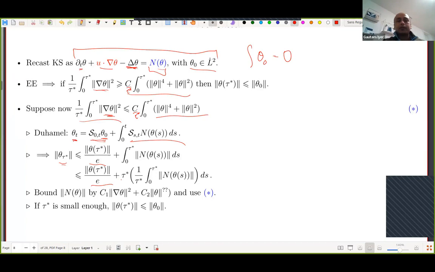I'm going to write it as tau star times the time average of this nonlinearity. Bound the nonlinearity by, let's say, a little bit times the H1 norm plus the L2 norm to some large power. If I've bounded it by something times the H1 norm, my assumption was the time average of the H1 norm is already small. So whatever I've done in terms of the H1 norm, that's not going to affect anything. By assumption, it's already small.